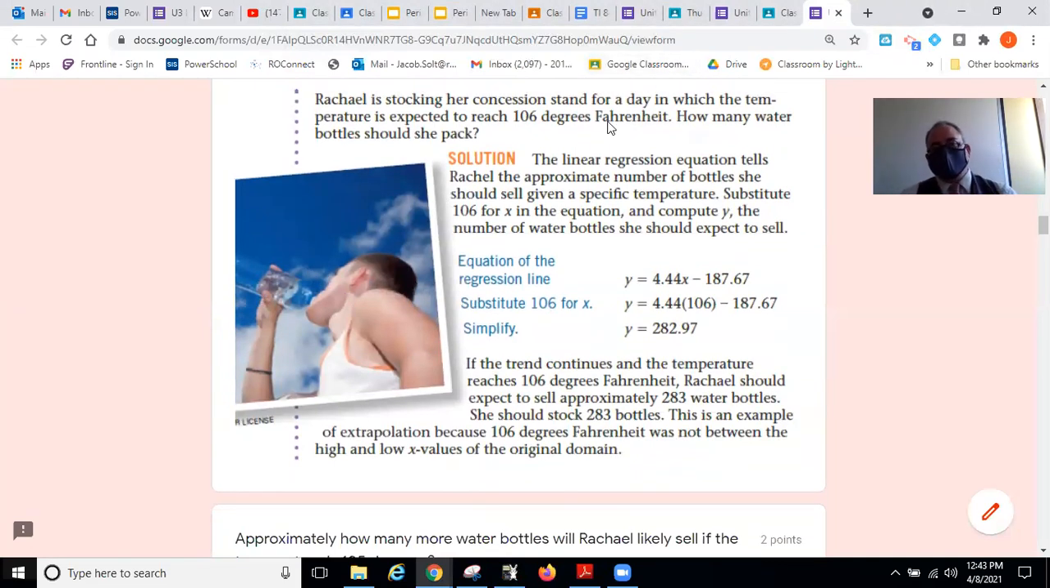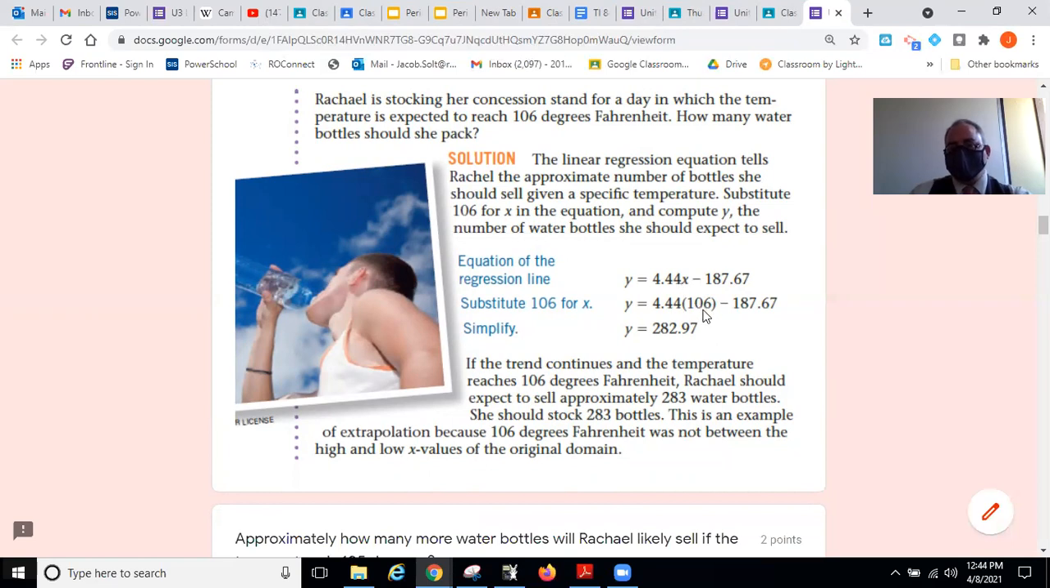Rachel is stocking her concession stand for the day in which the temperature is expected to reach 106 degrees Fahrenheit. How many water bottles should she pack? This regression gives her an idea of how many water bottles she should pack in her concessions wagon if the temperature is 106 degrees. The linear regression equation tells us the approximate number of bottles she should sell given a specific temperature. Substitute 106 for X in the equation and then compute the Y, the number of water bottles she should expect to sell. So here's our linear regression equation again, 4.44 times X minus 187.67.